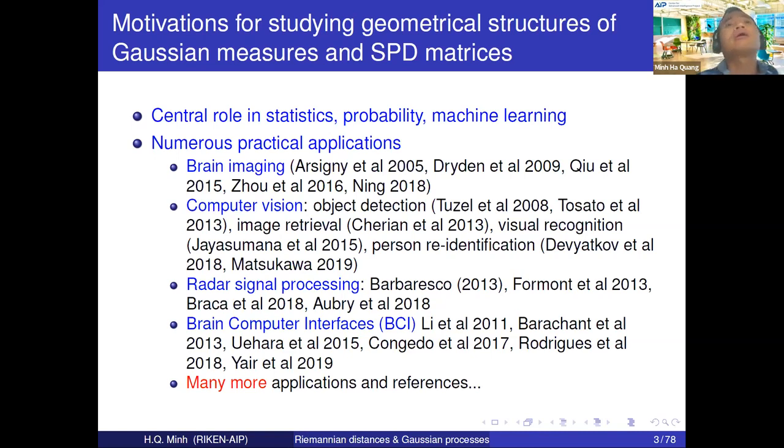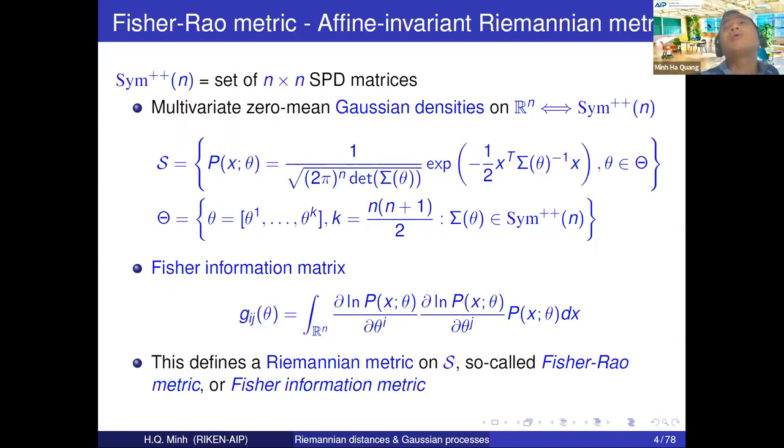This is a huge topic. There's a lot of work, a lot of theory and a lot of applications. So now, we'll just talk about a few things. Let's first talk about some of the Riemannian distances.